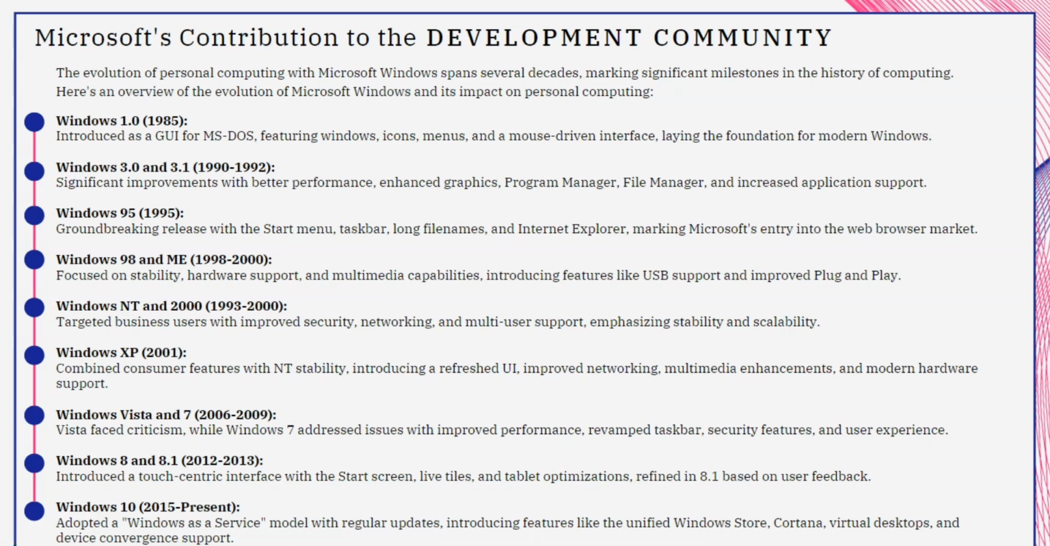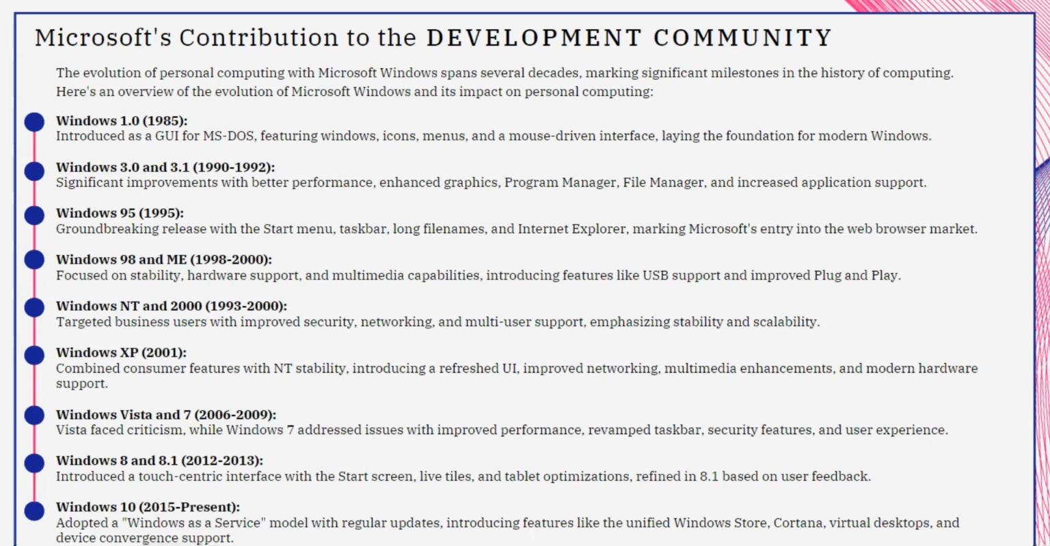Windows 3.0 and 3.1 came to be in 1990 and 1992. There were significant improvements with better performance, enhanced graphics, program manager, file manager, and of course also increased application support. In 1995 we had Windows 95.